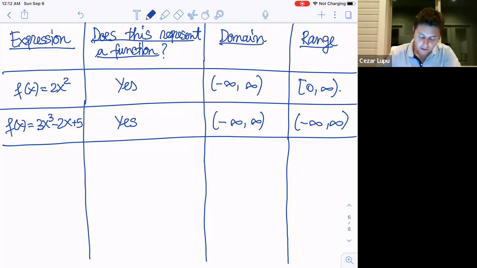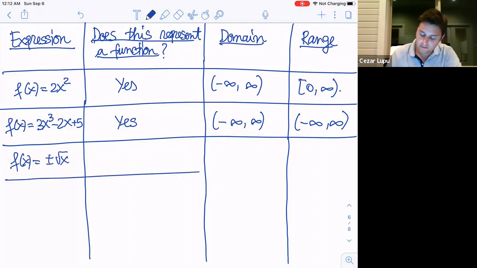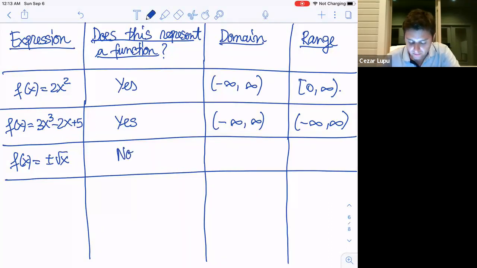Okay, now let me take another one. f of x is plus minus square root of x. Is this a function? Well, not quite. Because we have to define it in a certain way, not negative x, positive x. So these are the examples.